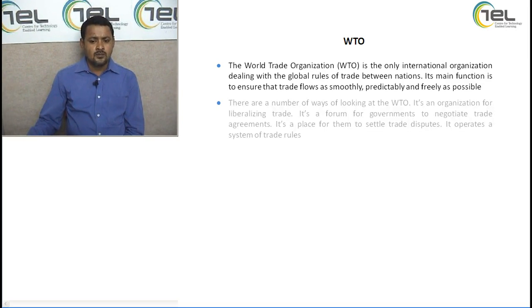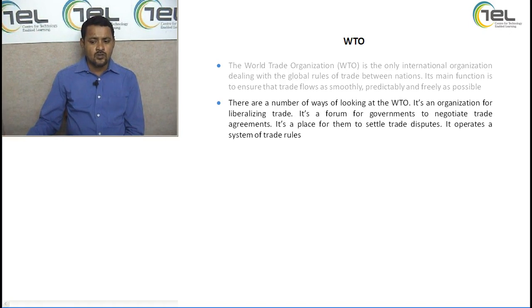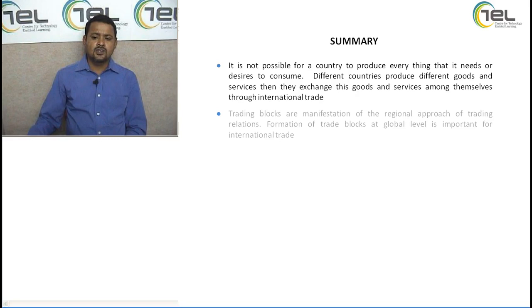We're coming to the discussion of WTO, which is one of the largest organizations of trading blocs. But it's not a bloc of some countries, it's a bloc of almost all the countries of the world. There are a number of ways of looking at WTO. It's an organization for liberalizing trade all over the world. It's a forum for governments to negotiate trade agreements. It's a place for them to settle trade disputes. It operates a system of trade rules. It has done away with the quota system. It has ended protectionism on the part of some countries. We'll discuss WTO later.